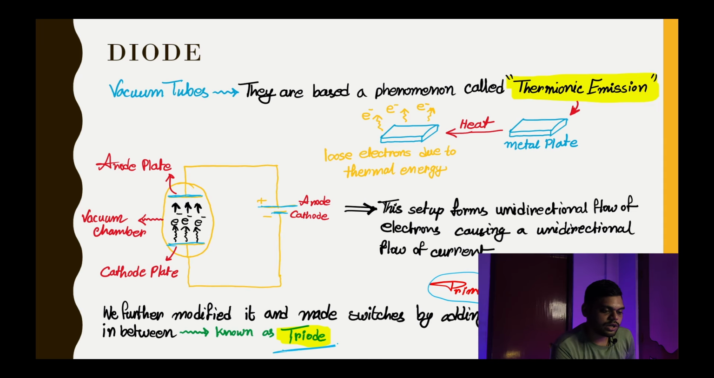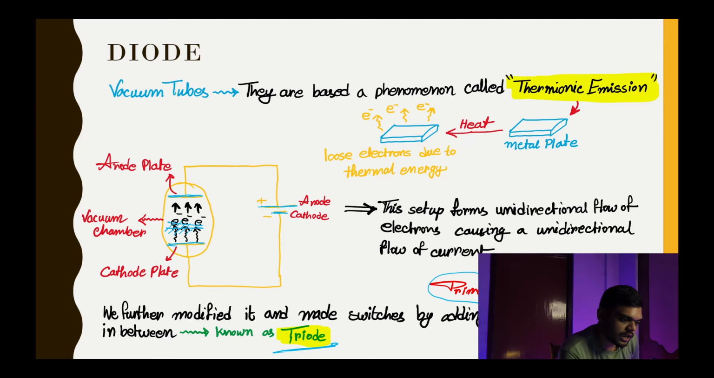Now we are talking about triodes. You can imagine triodes as switches. What is a switch? When we turn it on, it closes the circuit, and when we turn it off, it opens the circuit. Okay, so let's have a look here.